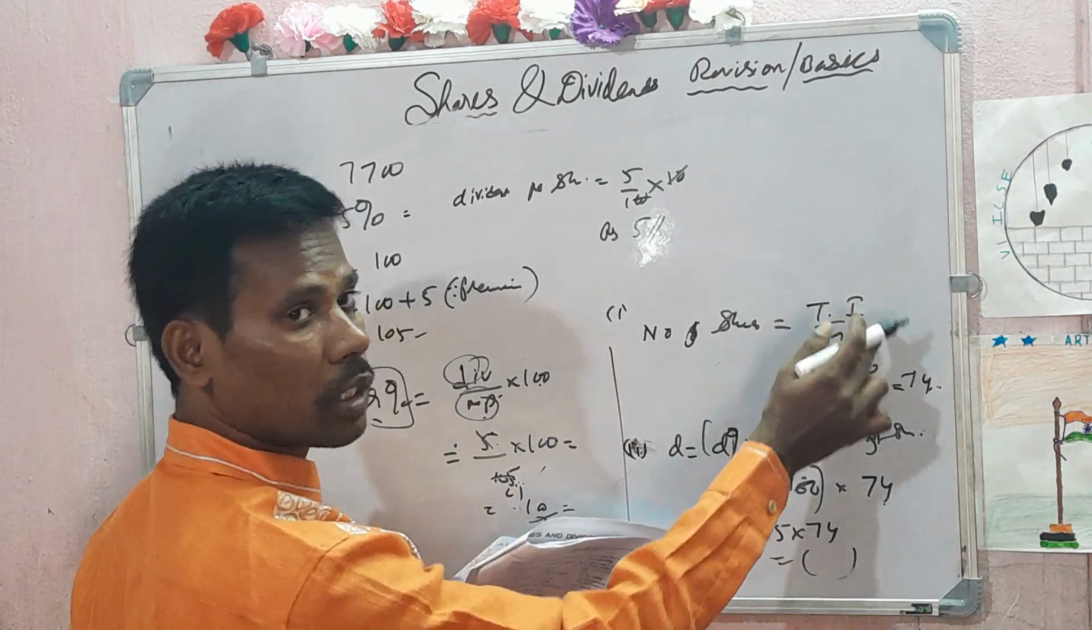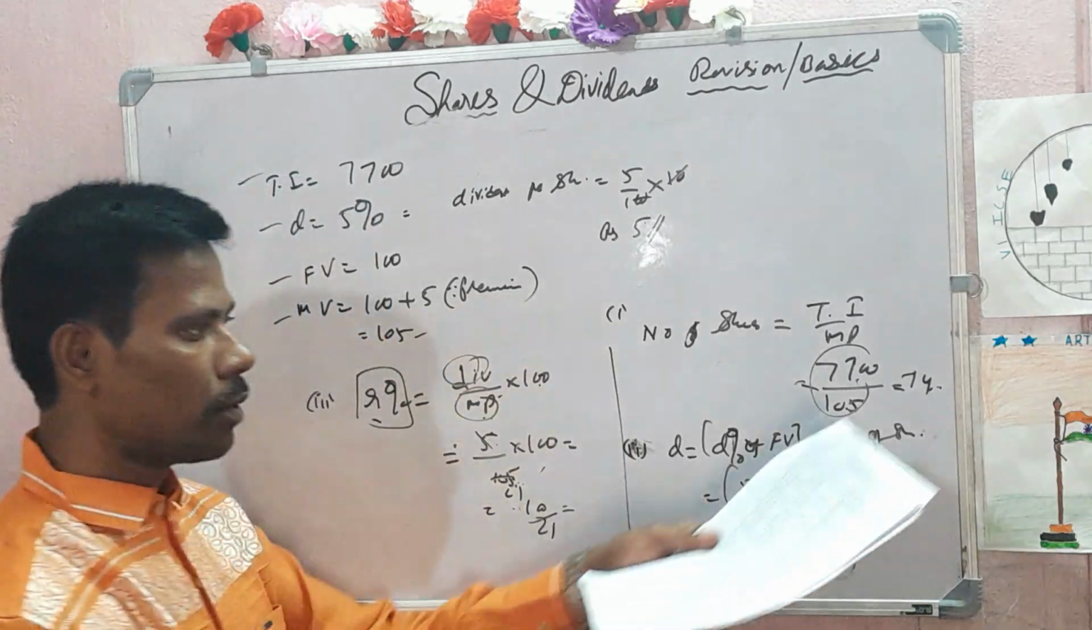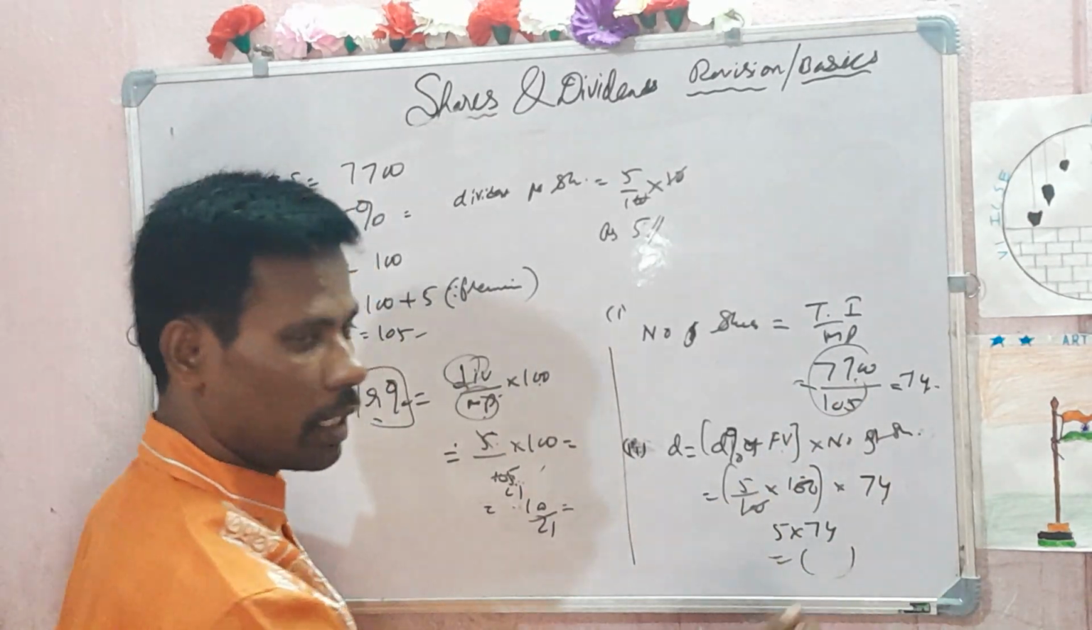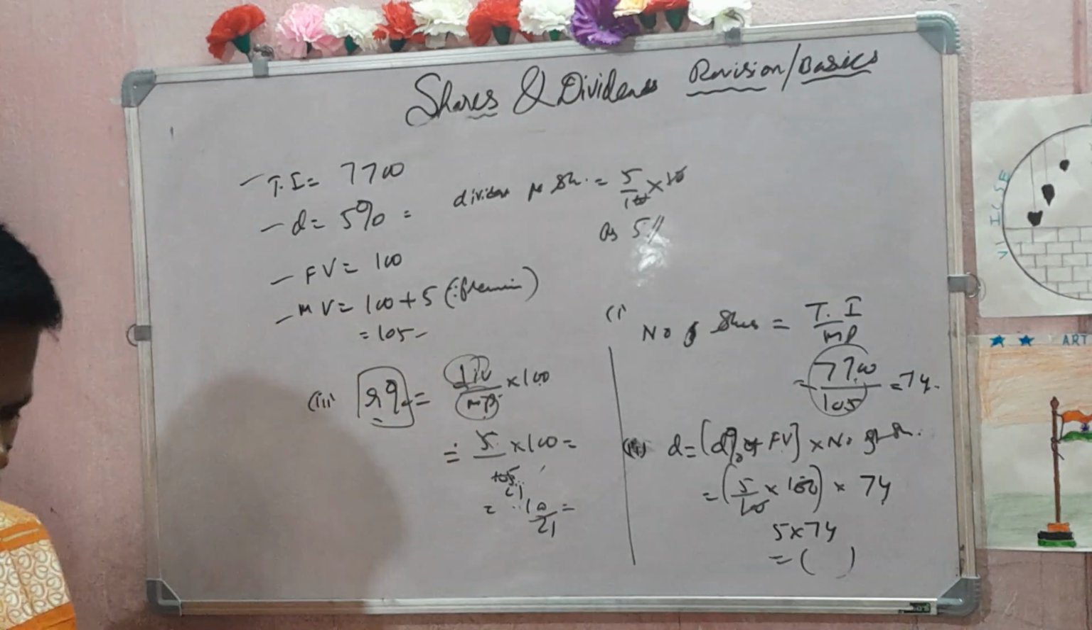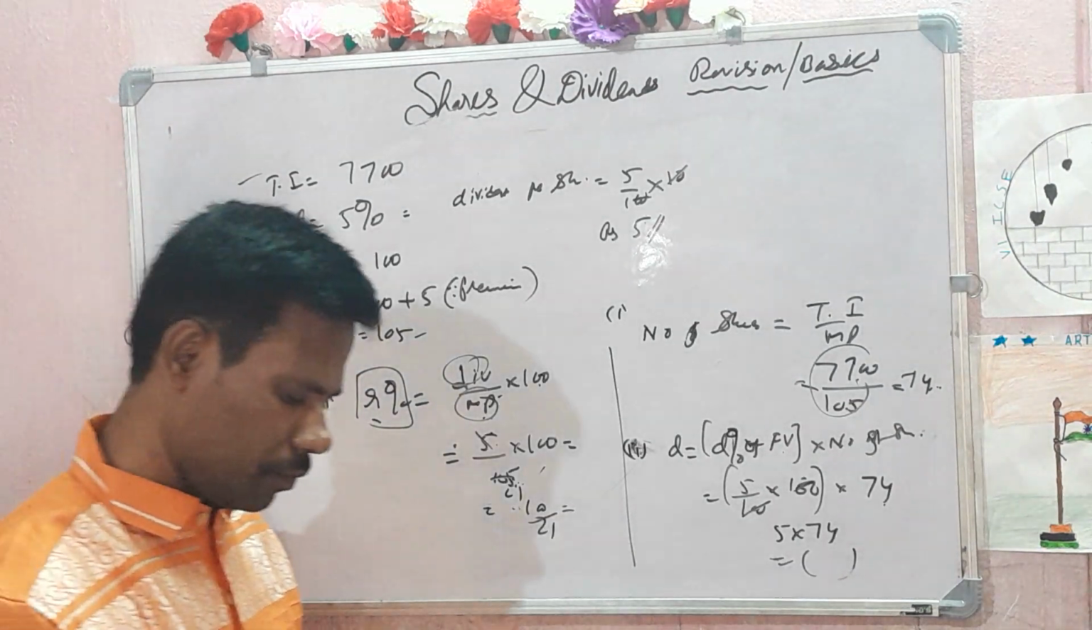Number of shares is total investment by market price. Total investment is 7,700, by market price 105, because he is using the word premium. So I applied it and I got the answer. Straightforward question this is. Next, 7th question.